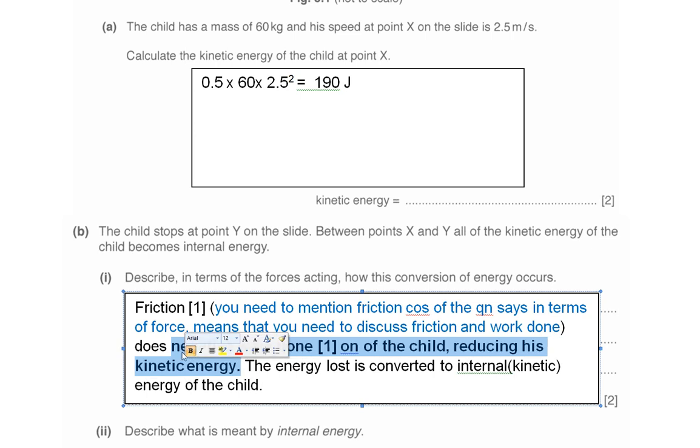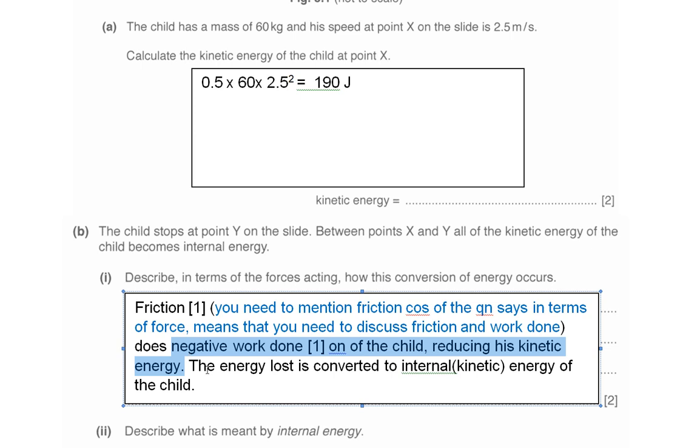You can also say that the child loses energy. The friction causes the child to lose energy, and to lose kinetic energy, and that energy is converted to internal kinetic energy, or internal energy. Both I think will be acceptable in this case.